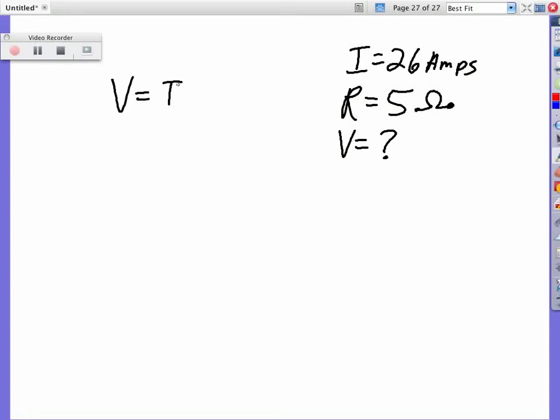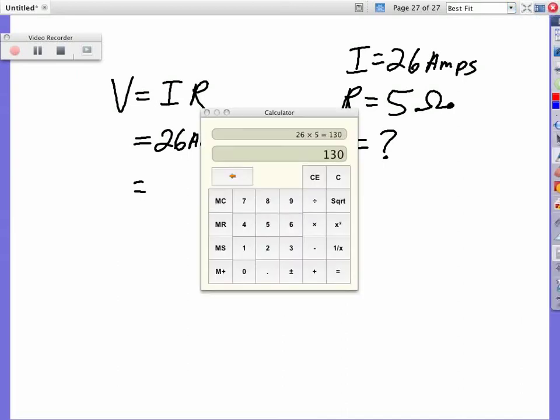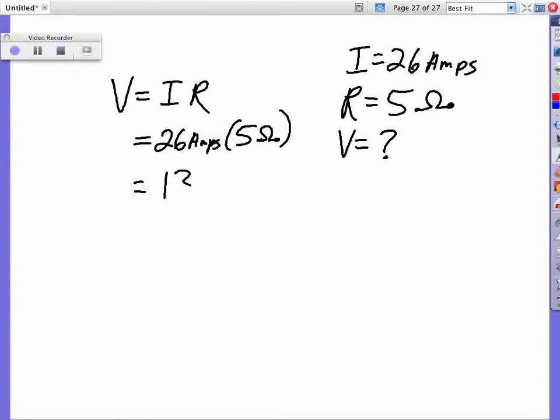The next step is to substitute on my guess method. So instead of writing I, I want to write down 26 amps. Instead of writing down R, I'm going to write down 5 ohms. And as a result, I just multiply 26 times 5. And the answer is 130. Since I'm solving for voltage, I know it should be 130 volts, because that's the unit for voltage, just kind of going back to that last sheet. This right here is the answer for question number 7.